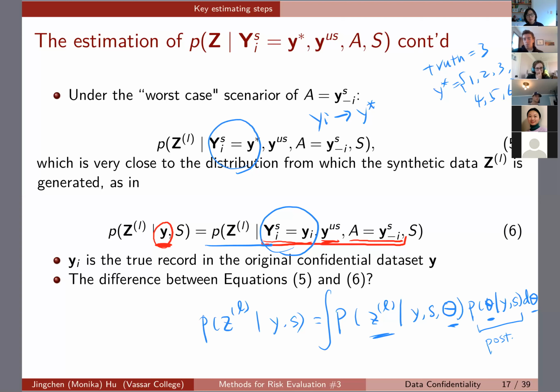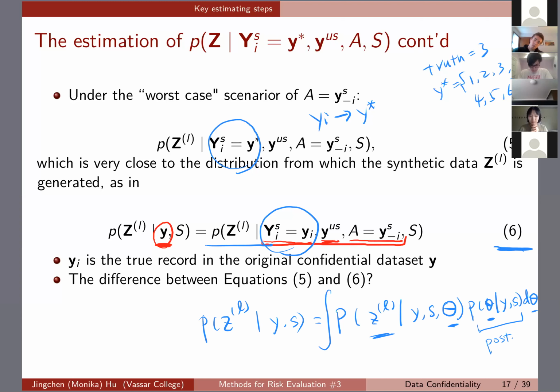So what we're saying here is that we do know how to estimate 6, because that's based on how the model was estimated and how the synthetic data was generated. And we're going to see how to use them as proposals to approximate equation 5, instead of re-estimating equation 5 every time.